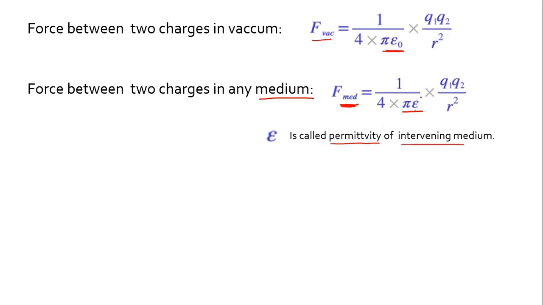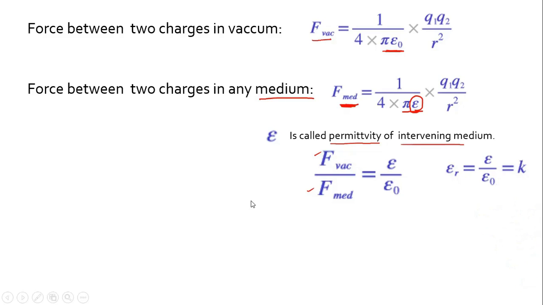This epsilon is the deciding factor which will decide what the magnitude of the force will be between the same two charges which were there in a vacuum. So what is the effect of this medium? If we divide these two forces, that is force in vacuum and force in medium, we get the ratio epsilon upon epsilon naught, and this ratio is called the relative permittivity, which equals epsilon upon epsilon naught. So this is also equal to the ratio of F vacuum to F medium.